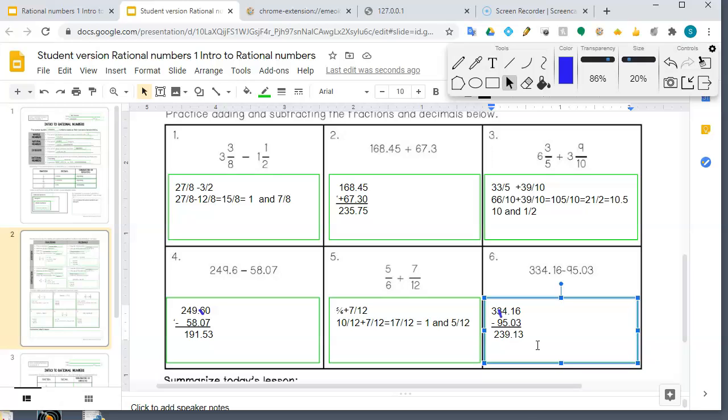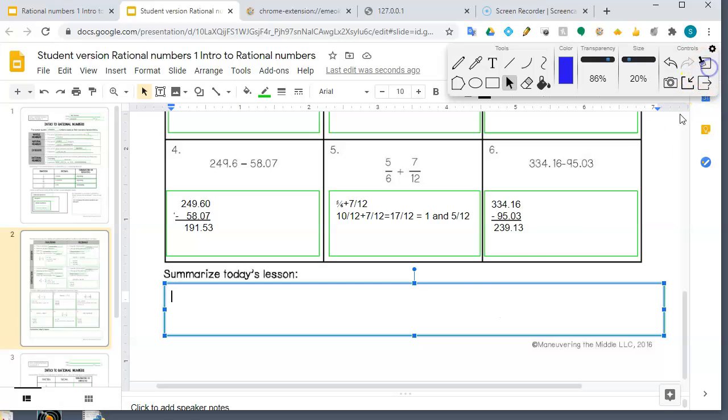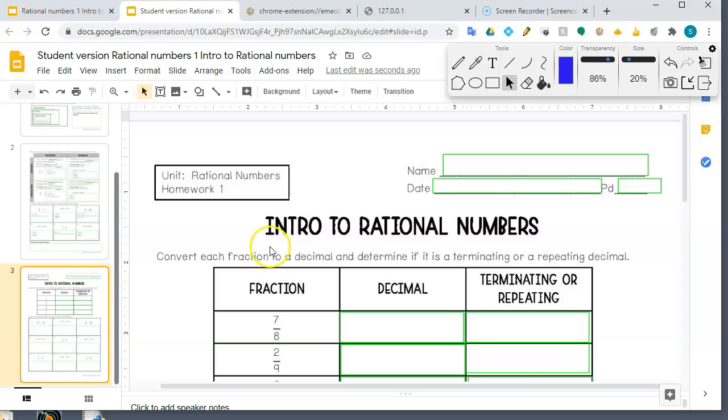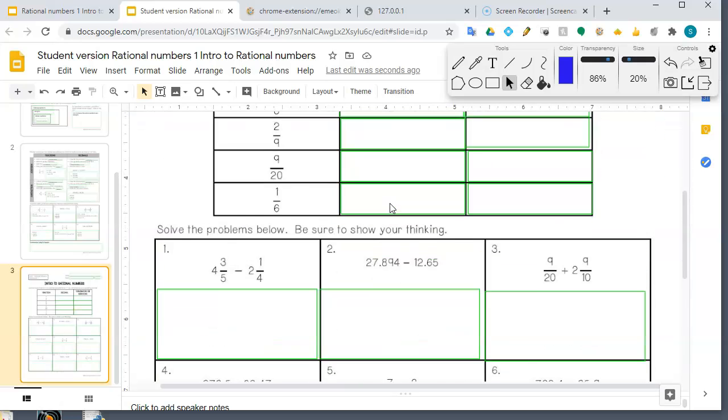Alright. So those are our notes today. We're reviewing some basic skills, how to add, subtract fractions, how to add, subtract decimals. We'll be talking more about positive and negative numbers. I'd like you to give me your summary for the lesson today. So go ahead and do that here. And then on slide 3 is your classwork, your practice assignment. Okay?